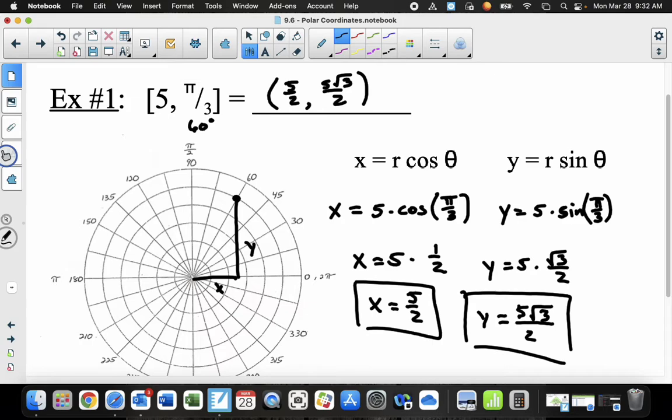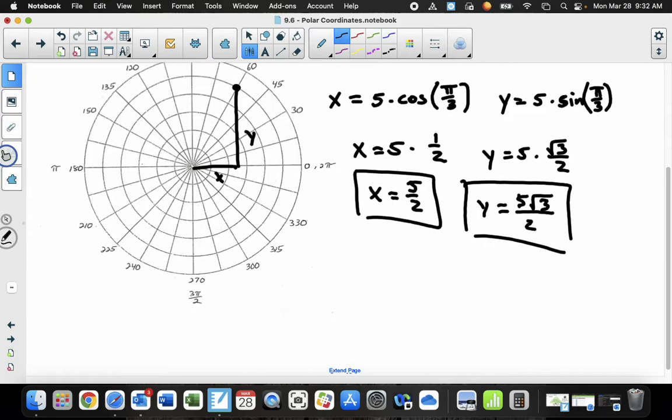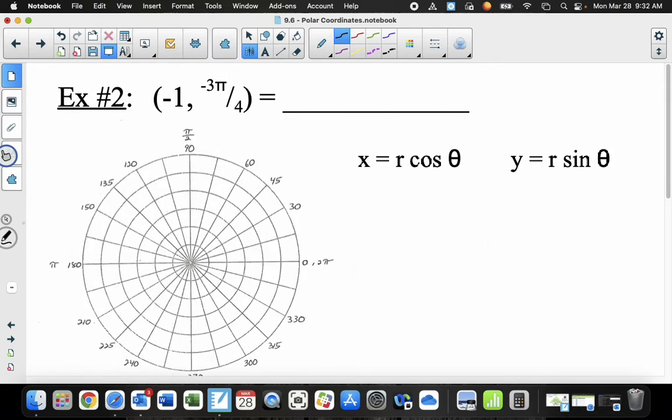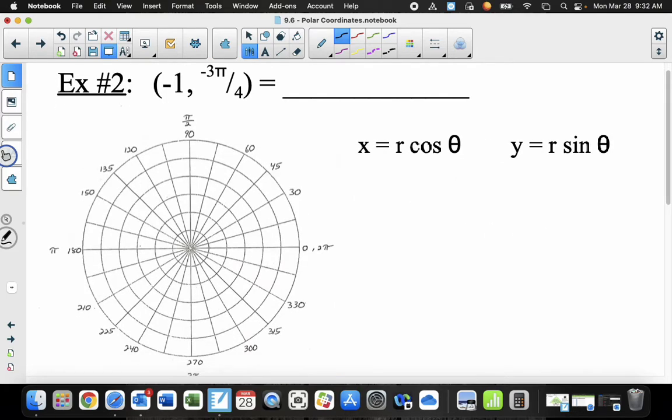Okay? Any questions on this one? Any questions on graphing, converting it, the coordinates back? Like I said, for the most part, it's just using formulas. Okay? All right, let's do another one. Let's take a look at example 2. This one's a little bit more complicated only because now we've got a negative radius and a negative angle measure.